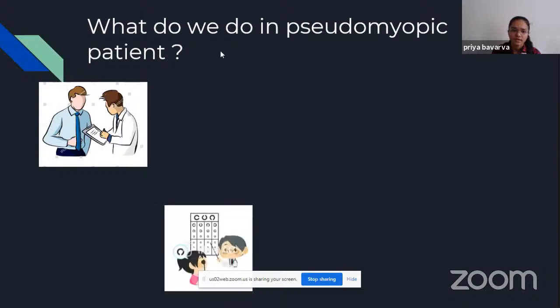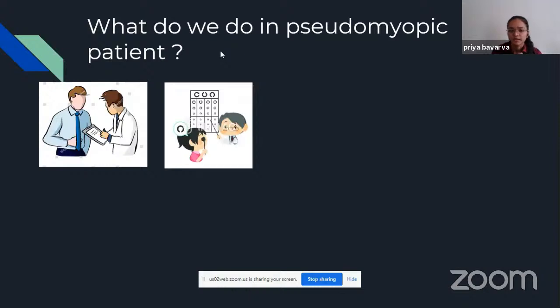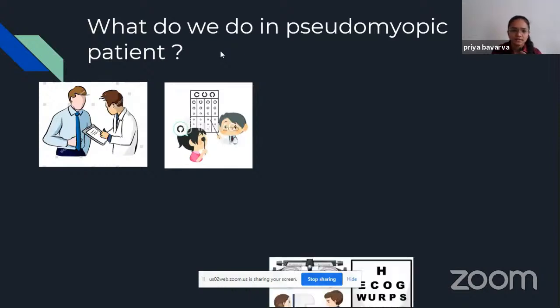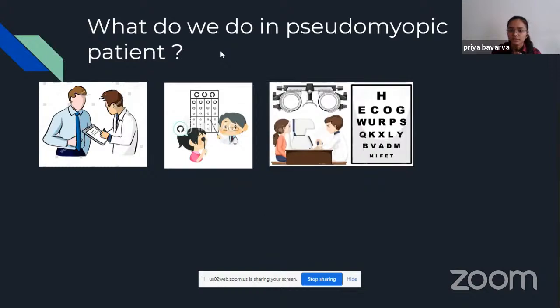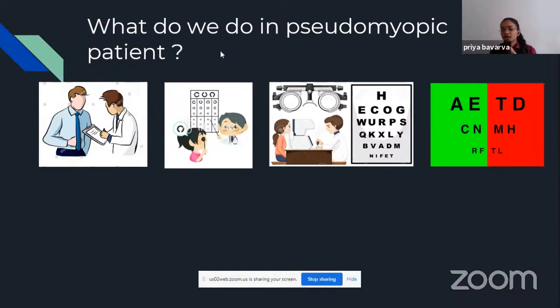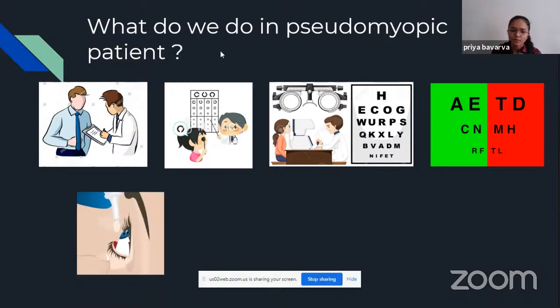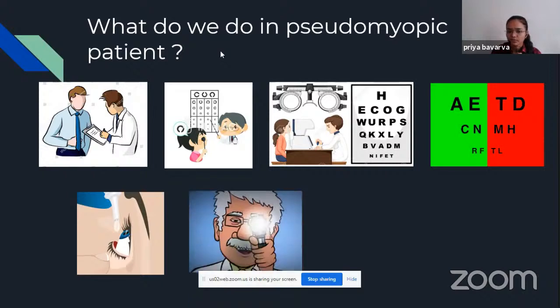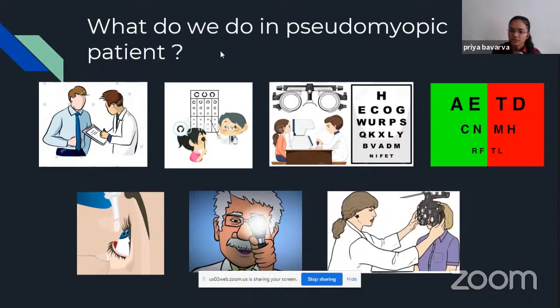After taking the history, you take vision unaided and aided for both distance and near. After performing the vision, you perform the objective refraction and subjective refraction. After the subjective refraction, you perform the accommodation-related binocular balancing test, the duochrome test. After the duochrome test, you put in cycloplegic eye drops according to the patient's age, and after dilatation of the eye, you perform the objective retinoscopy. After retinoscopy, you again perform the subjective refraction, and you get the final answer of which amount of refractive error the patient has.